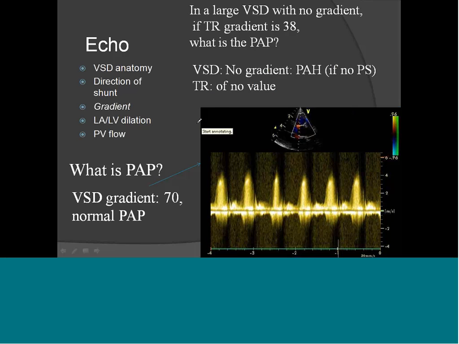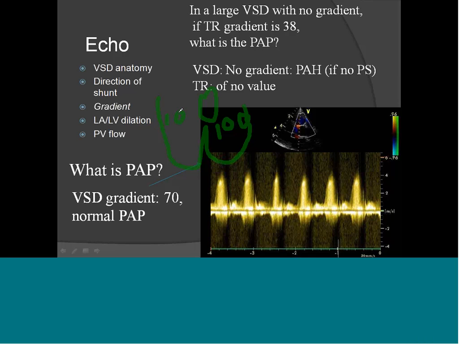So if you have a large VSD, you have an LV here, and you have an RV here, and you've got a VSD here, right? So if your LV pressure is 100, then when you have a large VSD which is non-restrictive, your RV pressure will be what? What will your RV pressure be?